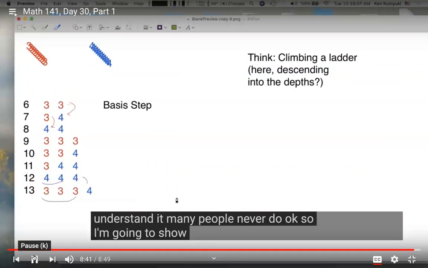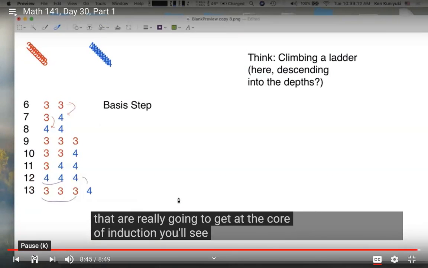Okay, so I'm going to show you a couple of videos that are really going to get at the core of induction. You'll see. Any questions before I show you some fun videos? I'll show you the point of this in a moment. It's a method of proof by induction. Any questions thus far? Well, in the meantime, I'll keep the chat on. I want to show you some videos. This is induction.